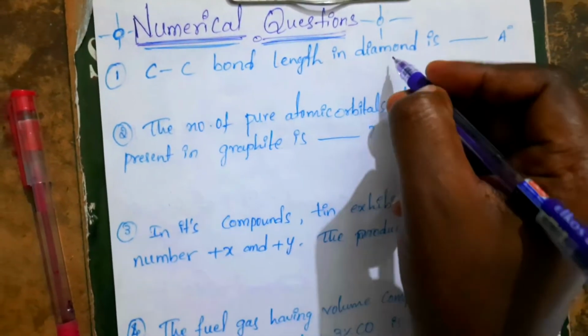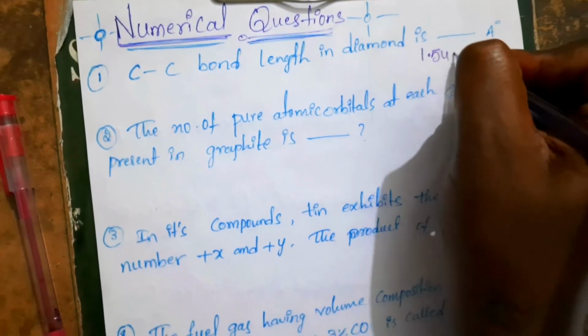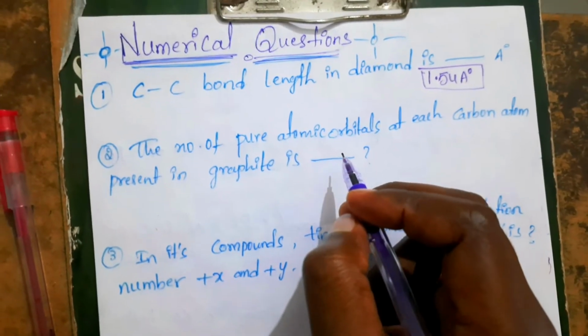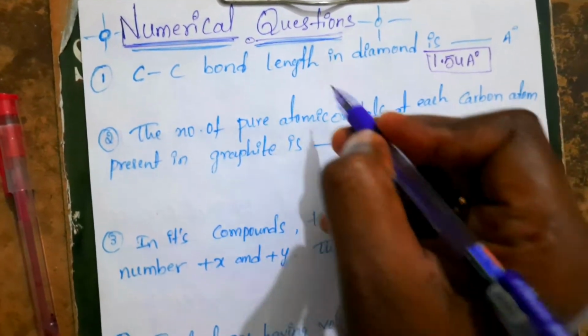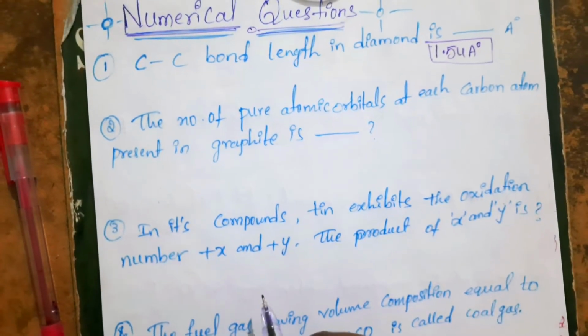Now the C-C bond length in diamond will be how much? 1.54 angstroms. Just now we had seen the allotropic forms of carbon. That is diamond. In that, carbon will participate in sp3 and the C-C bond length is 1.54 angstroms.